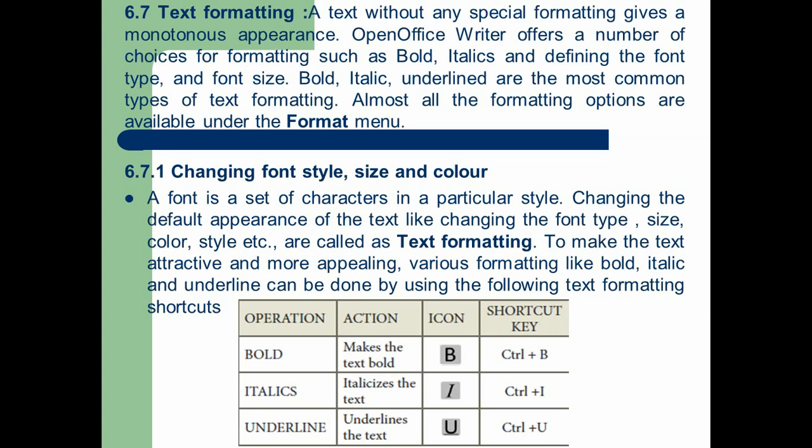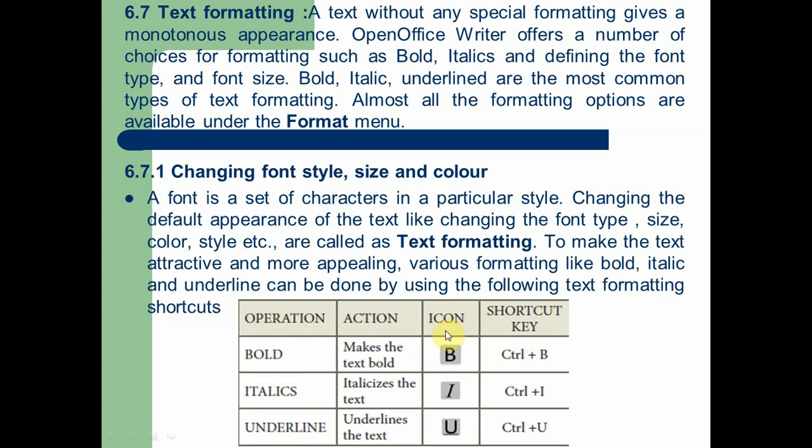In OpenOffice Writer, there are three types of formatting available: bold, italics, and underline. So text formatting consists of many subtopics. First we are going to discuss what are the basic formatting available in OpenOffice Writer. The basic formatting available in OpenOffice Writer is bold, italics, underline. These formatting can be applied using three different methods.